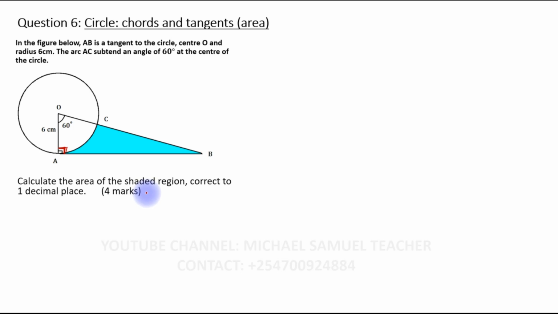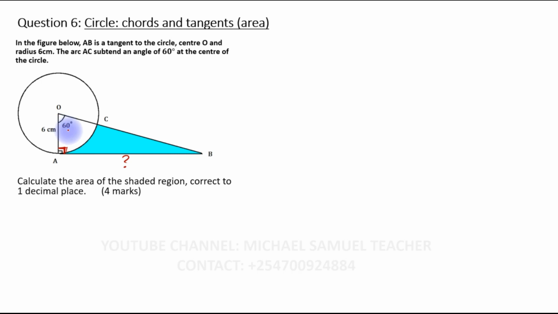So the first thing we need to get is the length AB. How can we get length AB? Since we know this is 90, it's a right angle. OAB is a right angle.